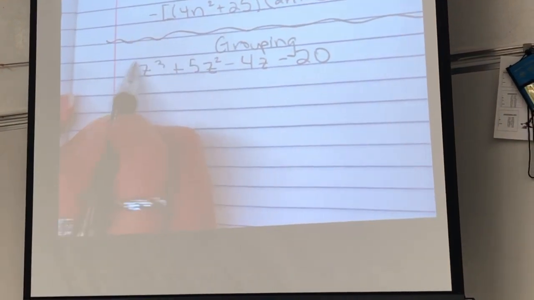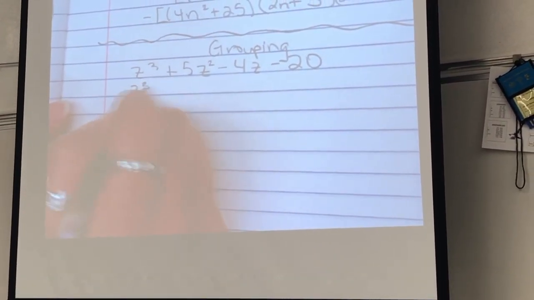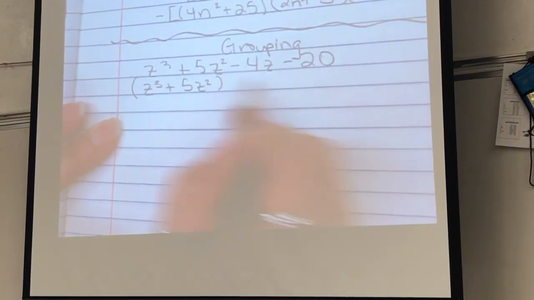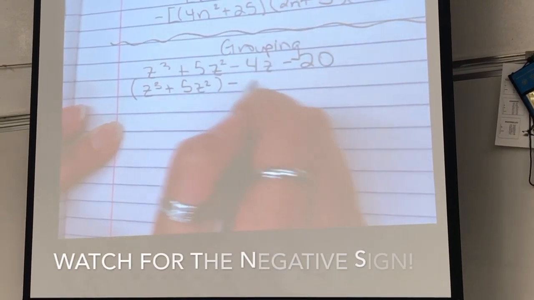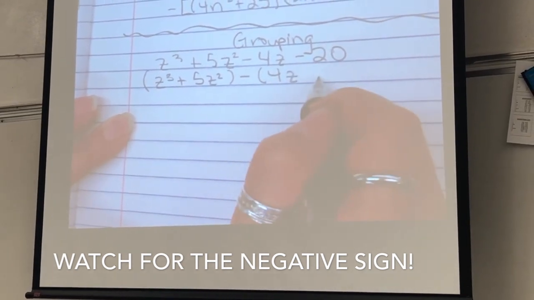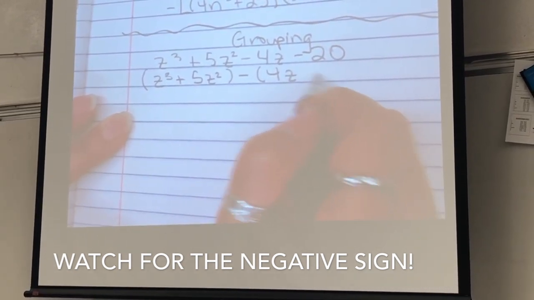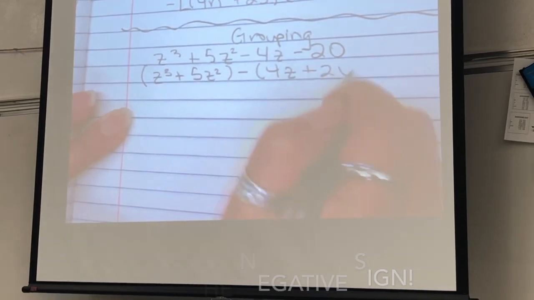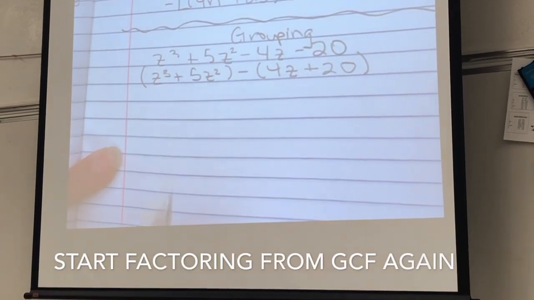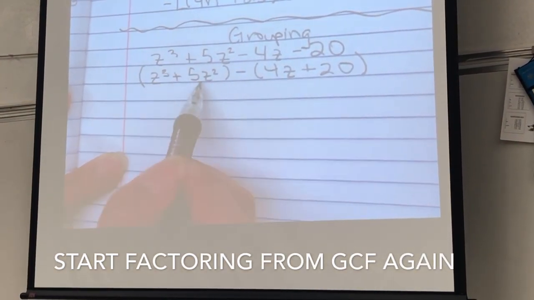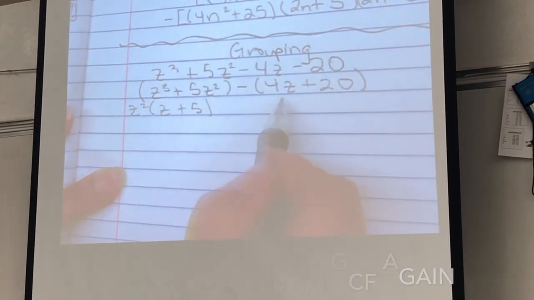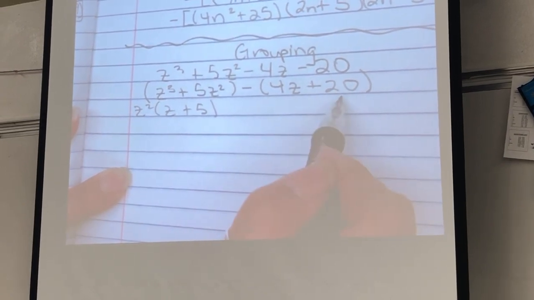So I'm going to group these two together. I'm going to write it again. Now, I'm going to group these two together, but because it's a negative, the 4z becomes positive, and the negative 20 becomes positive. Okay, now we start factoring all over again. What's the greatest common factor in just these two terms? Z squared. What is the greatest common factor in these two terms? 4.